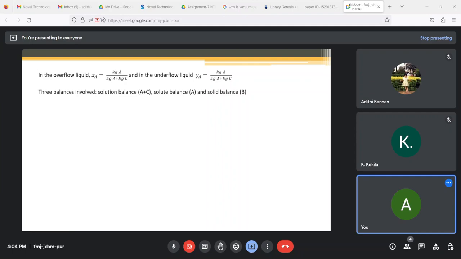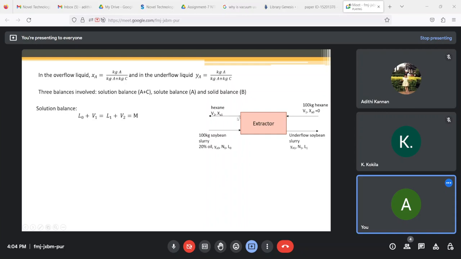Now with these concepts, we will discuss how to balance the equations. There are three balances involved. First is the solution balance, that is both A and C should be balanced together. Second is the solute balance, that is only the A component is balanced. And third is the solid balance, that is the B component is balanced. This is again the same picture that is given here in the slide.